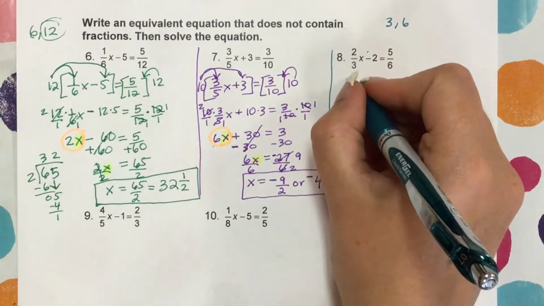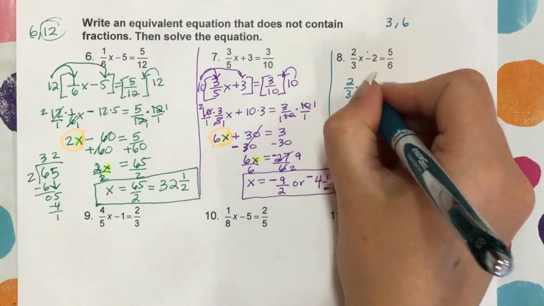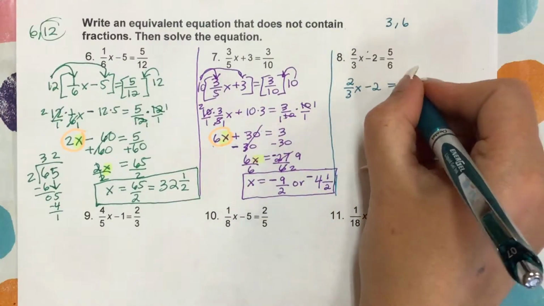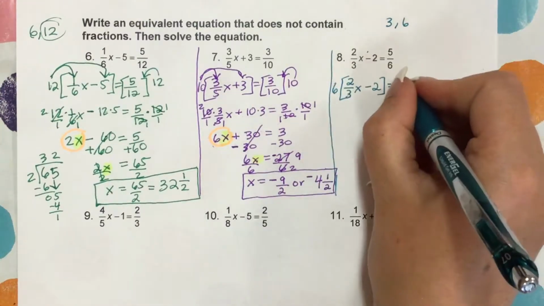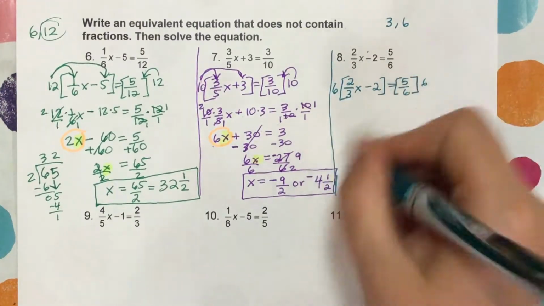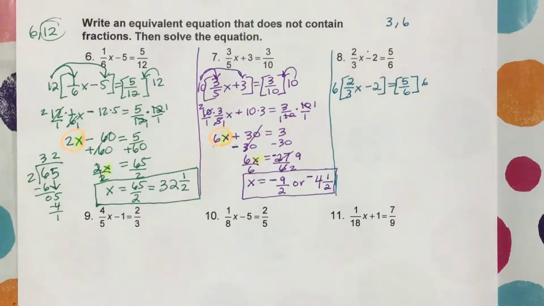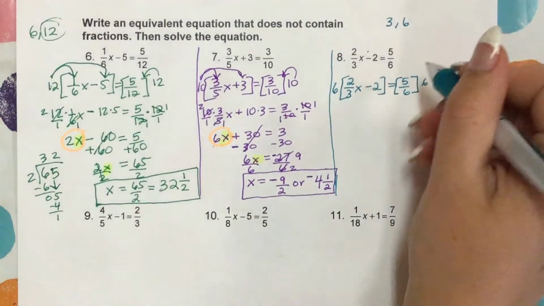So first I'm going to rewrite the equation. 2/3 x minus 2 equals 5/6. I'm going to multiply this side of the equation by 6 and multiply this side of the equation by 6. It's equations, so you have to do things equally to keep things in balance.